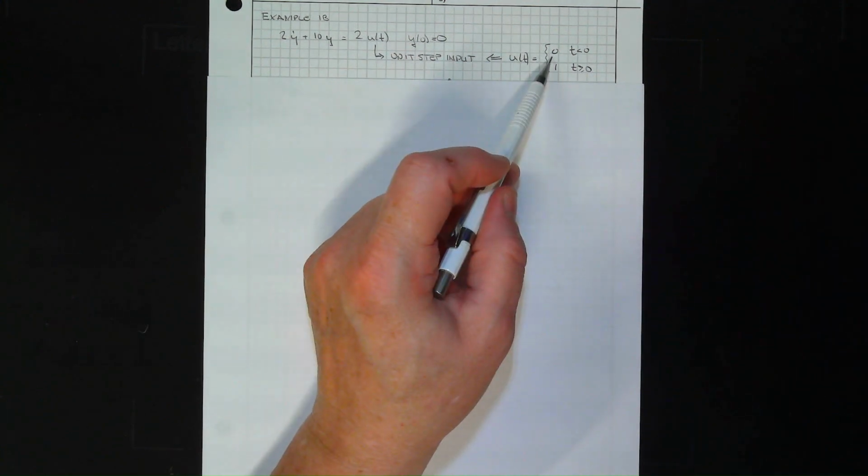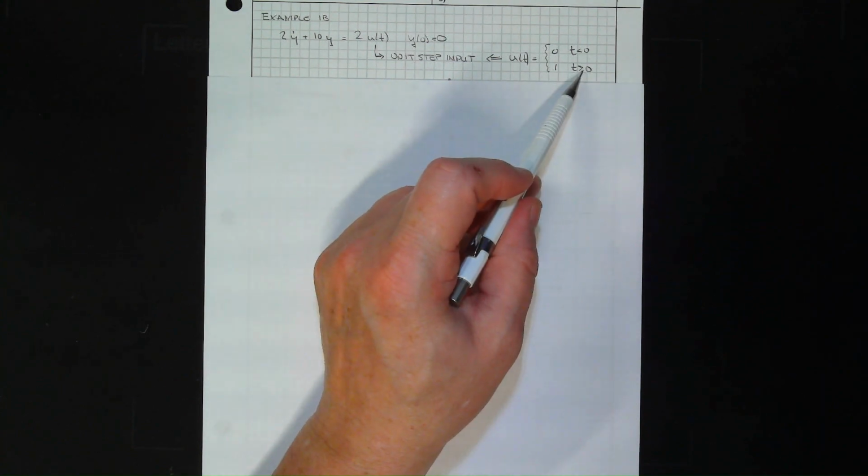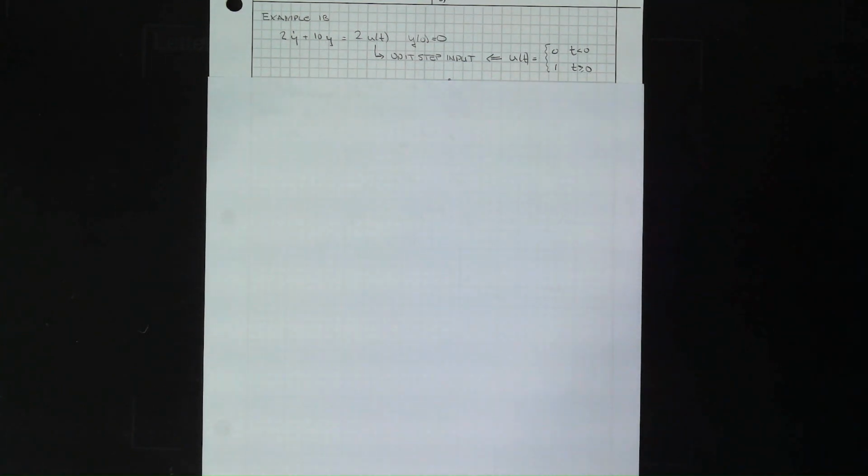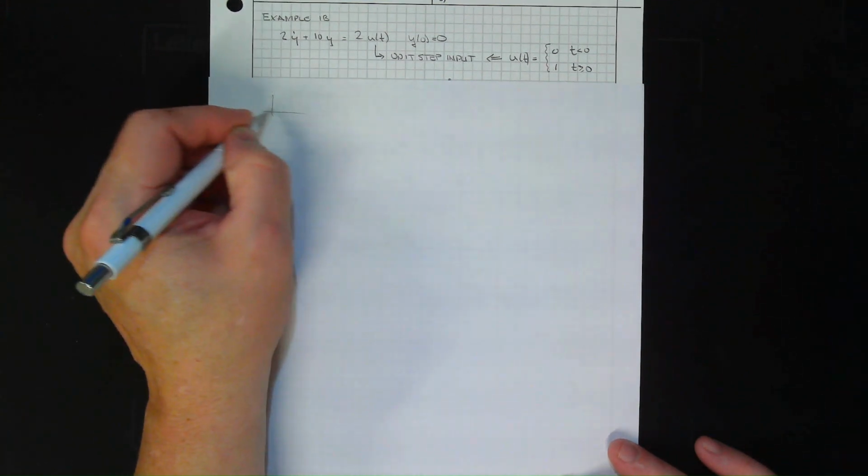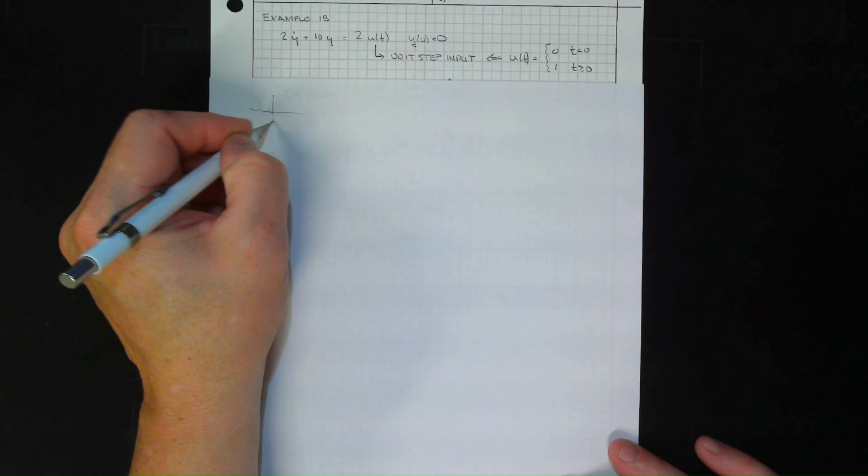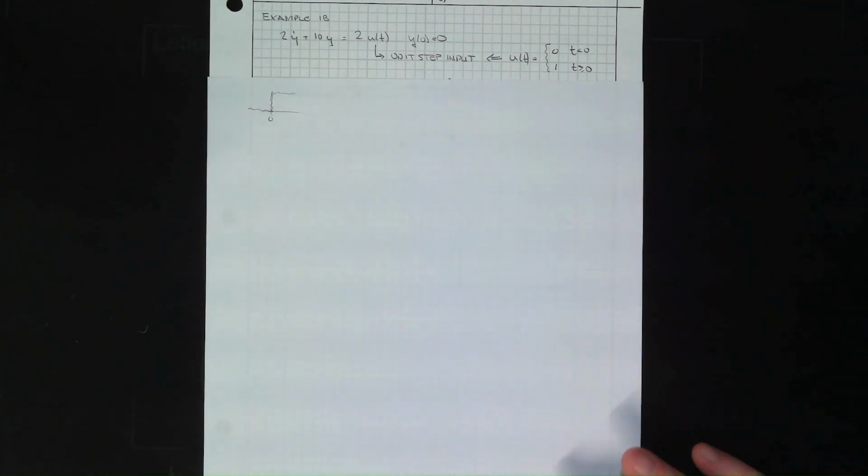What is a unit step input? It's 0 for all time less than 0. It's 1 from time equals 0 forward. So if you were to plot this, it just looks like this. Here's 0, up, over. It's basically flipping a light switch. This is the light switch input.